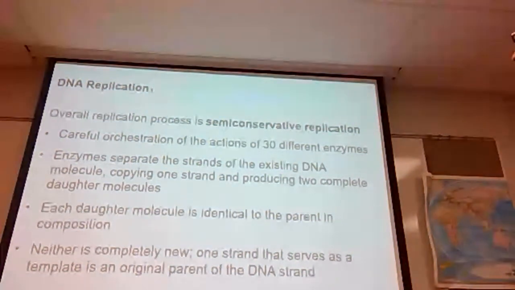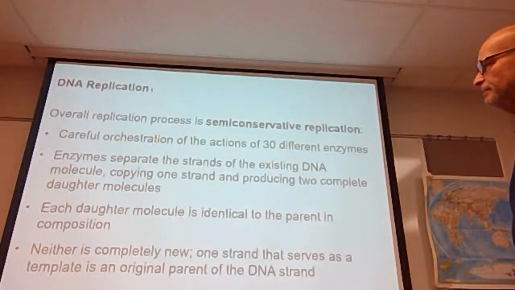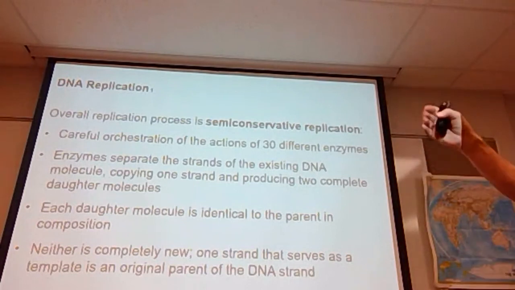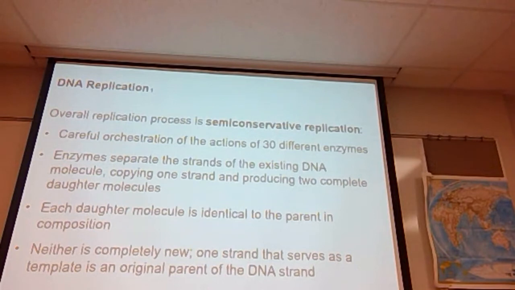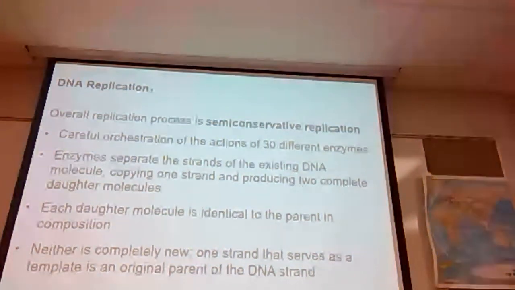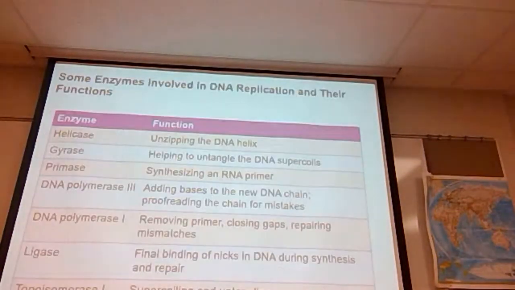Overall, DNA replication is what is referred to as semi-conservative replication. It is the careful orchestration of the action of 30 different enzymes. All at the same time, these enzymes are separating the strands of the existing DNA, copying one strand, and producing two complete new daughter strands, or two daughter molecules. Each daughter molecule is identical to the parent in composition. However, neither one is completely new. One strand, or one side of the DNA, serves as a template, which is the original pattern of the DNA. The other side is the new information.